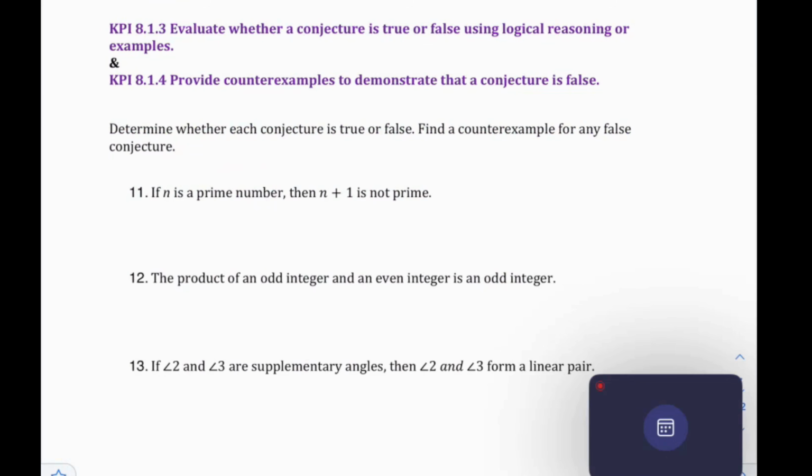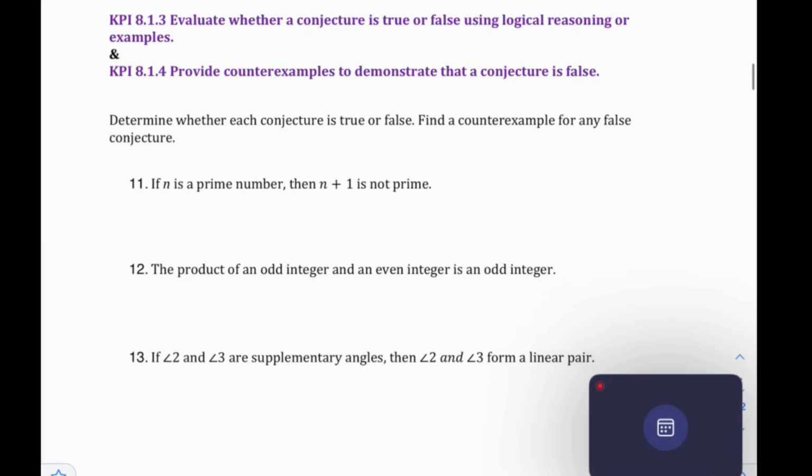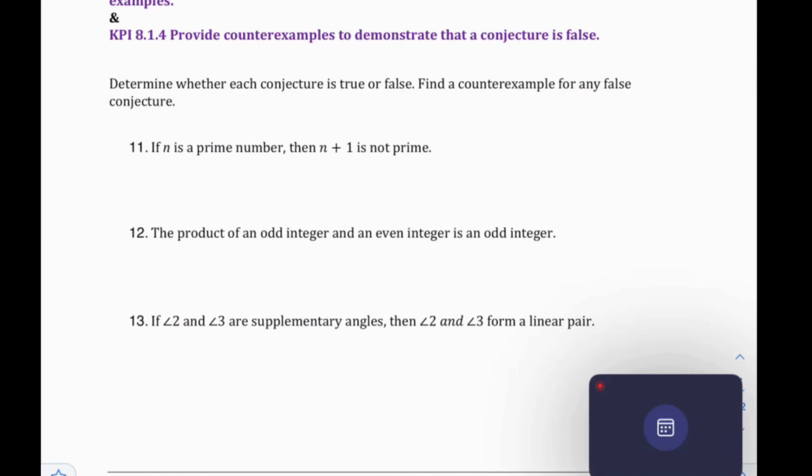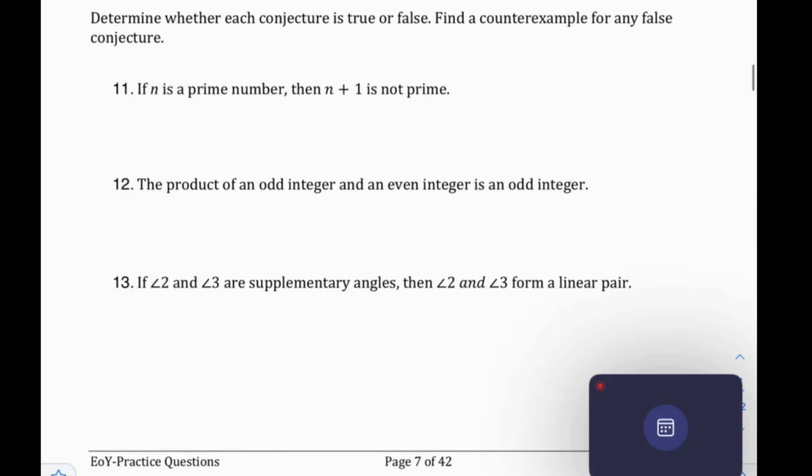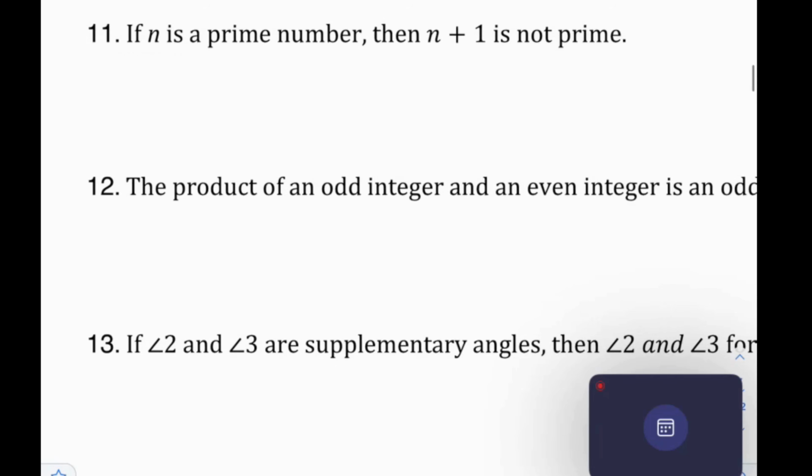Now let's see the next part. Evaluate whether a conjecture is true or false using logical reasoning or examples. How can we do that? We can also understand what is the meaning of the counterexample. Determine whether each conjecture is true or false. If this is the first requirement, then find a counterexample for any false conjecture. Let's see this one, number 11. If n is a prime number, then n plus 1 is not prime.